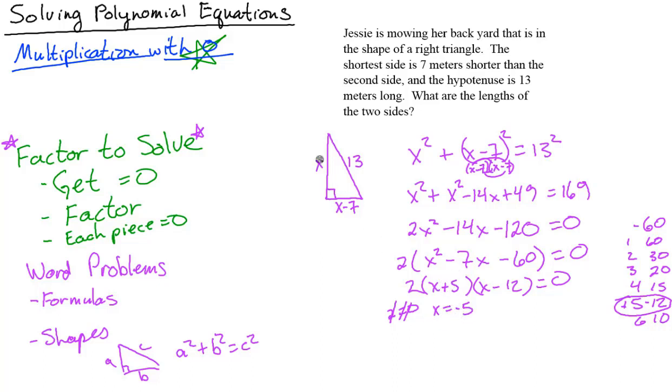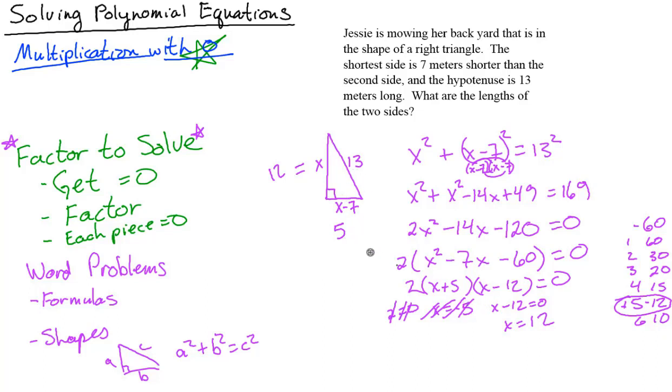This doesn't make any sense for x to be negative 5. That just doesn't make any sense in the problem. And then this guy, we have x minus 12 equals 0, which gives us x equals a positive 12. So if this guy is 12 meters, then x minus 7 is 5 meters there.